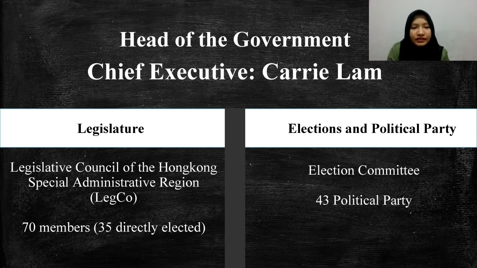Most political parties and political groups are registered either as limited companies or just as societies. However, Hong Kong now has a total of 43 political groups.